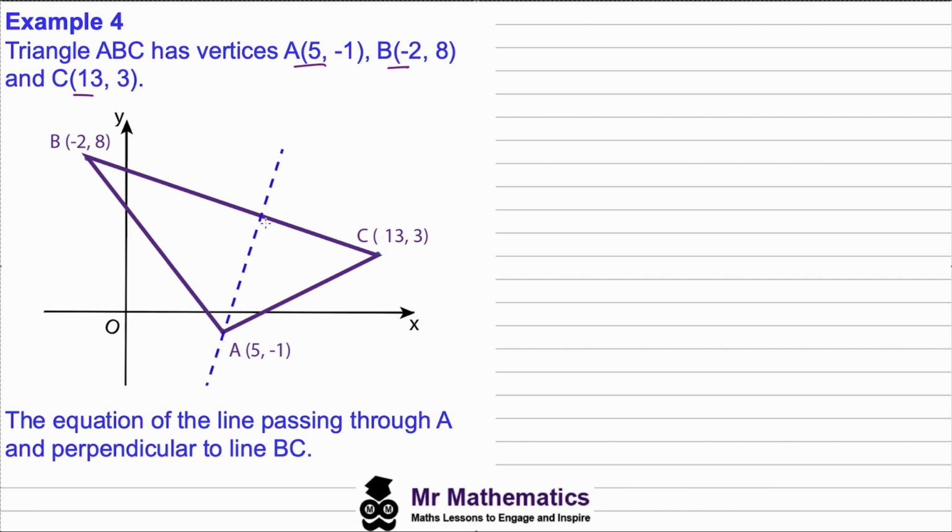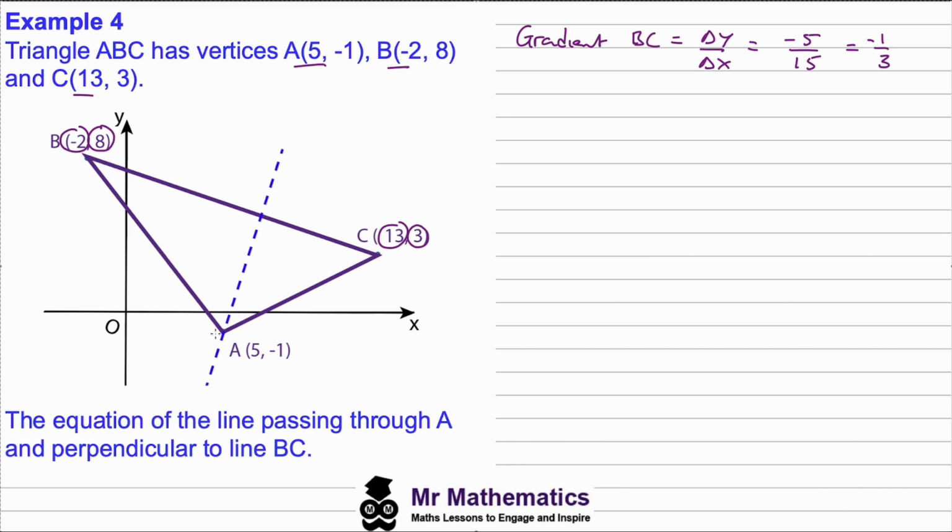Okay, so how did you get on with that? Well, let's go through it. The first thing we need to do is to find the gradient of the line BC. This will be the change in y divided by the change in x. And the change in y will be the difference between the 8 and the 3. And you can see it's going down. So this will be -5. And the change in x is from -2 to 13. So this will be 15. So the gradient BC will be -1/3.